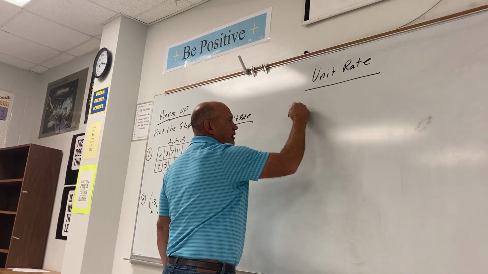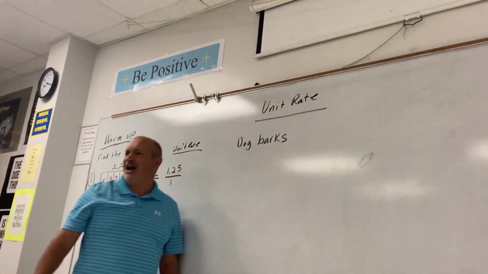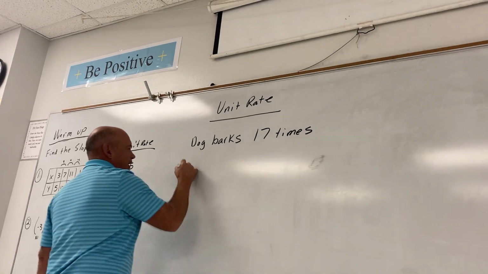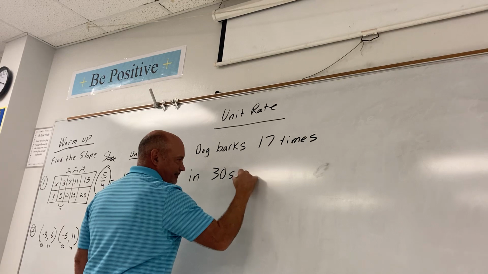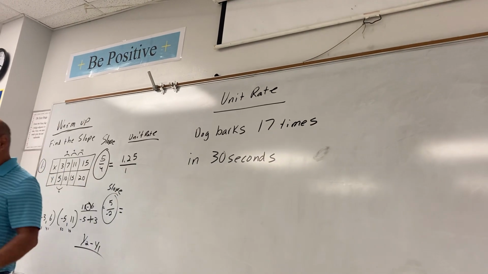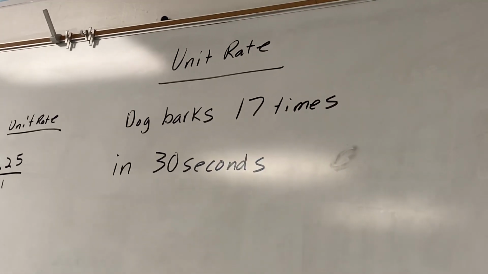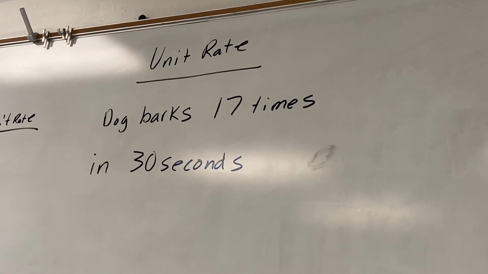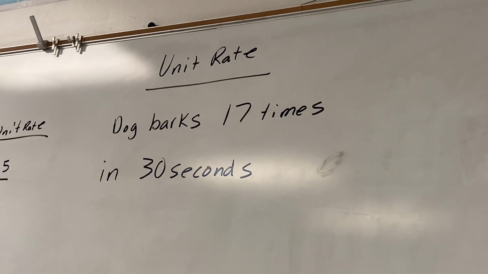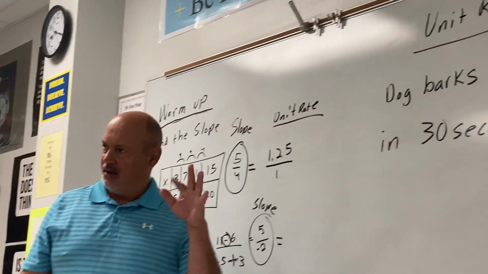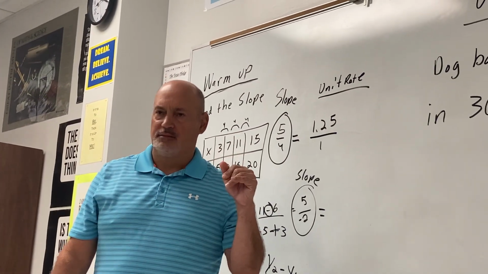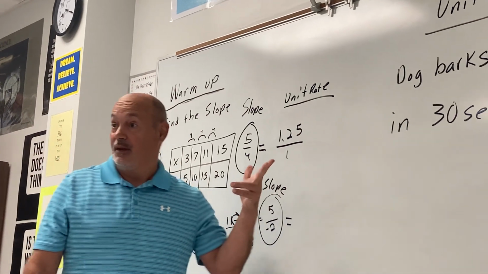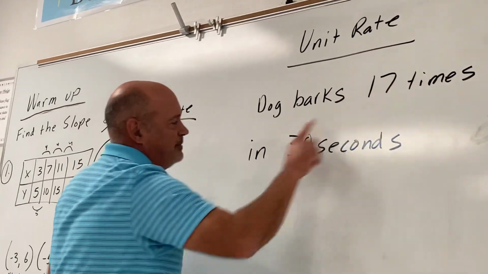Let's say that the dog barks. Let's use what we got, people. The dog barks 17 times in 30 seconds. So let's convert this to a unit rate. Now, a unit rate is usually involving a what? What was the definition? There's got to be a 1 in there somewhere, and it needs to be the second number. Are you with me? So the dog is barking 17 times in 30 seconds.